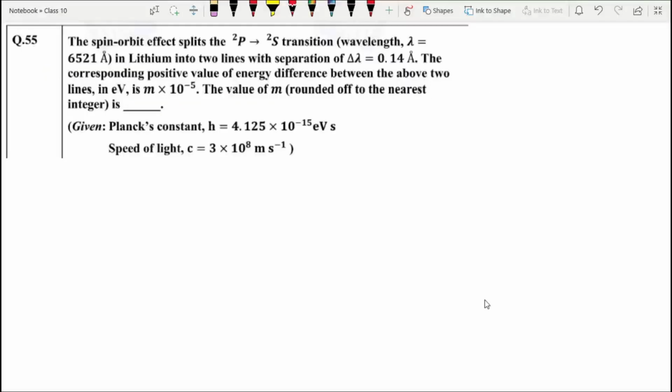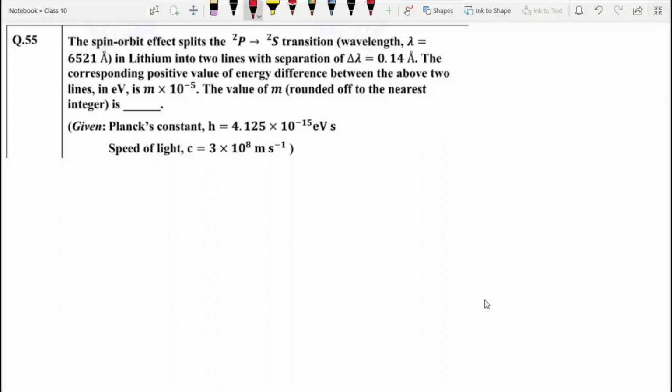The spin orbit effect splits the 2p to 2s transition in lithium into two lines with separation of delta lambda is equal to 0.14 Armstrong. The corresponding positive value of energy difference between the above two lines in electron volt is m into 10 raised to minus 5. The value of m rounded off to nearest integer is.